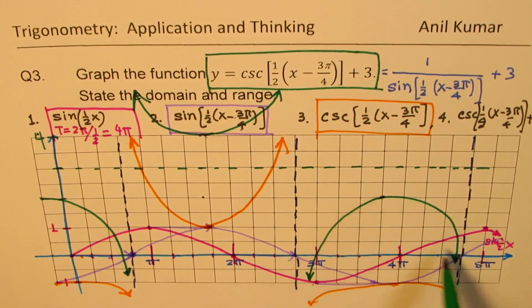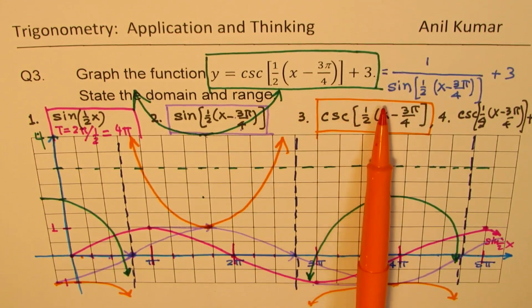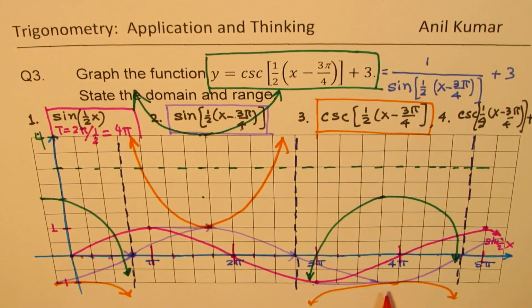So the graph in green is our final function and these are the steps to be followed. Is that clear? That is how we are going to sketch the graph of cosecant of half of x minus 3 pi by 4. You can also find the coordinate points, do the translation and get your graph. But I hope you understand and appreciate this particular method.